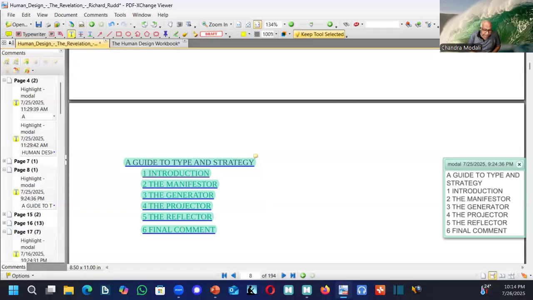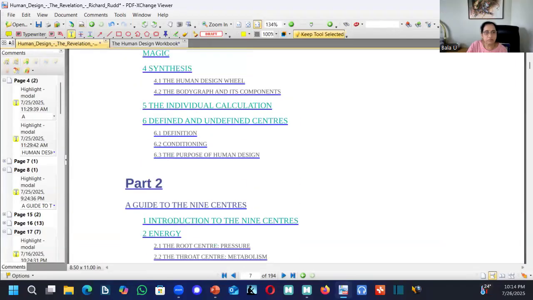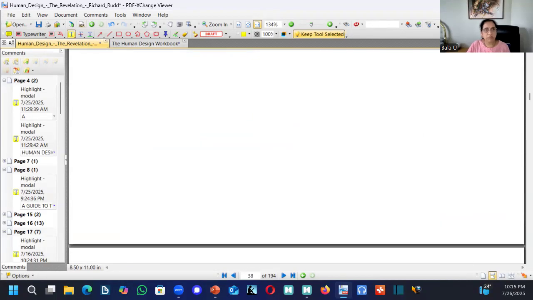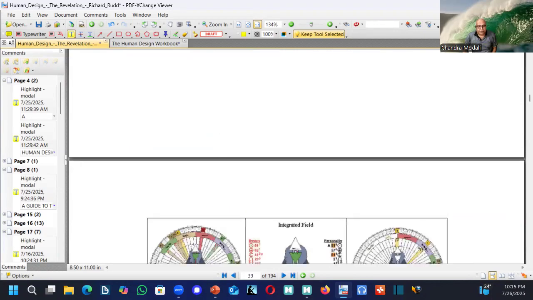Our movement will be faster if people listen to a portion of part 2 also when they come tomorrow, if you get time. Otherwise, we will anyway cover it here, because we have got individual calculations and then defined and undefined centers, what they mean. You want to do a little bit for another 15 minutes? Yeah, for me it's okay. Okay, we can at least, the calculation part will take time.